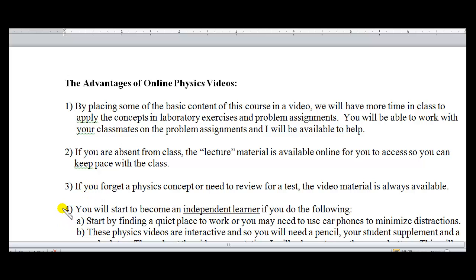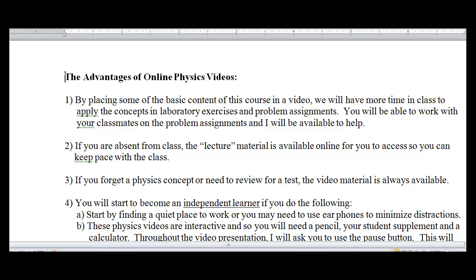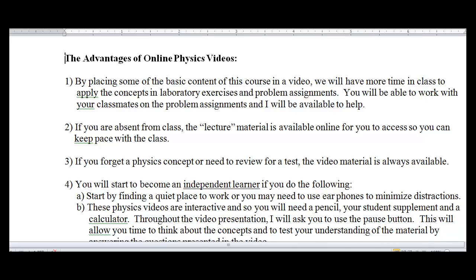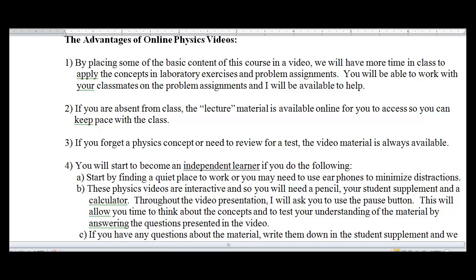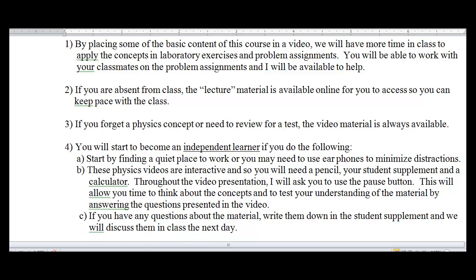A fourth advantage is that you will start to become an independent learner. Now, what do we mean by an independent learner? Well, what we want you to do is to be able to take some of these concepts and learn them well enough so that when you come to class, you can apply your knowledge of these concepts and show that you understand what it is that you've learned.